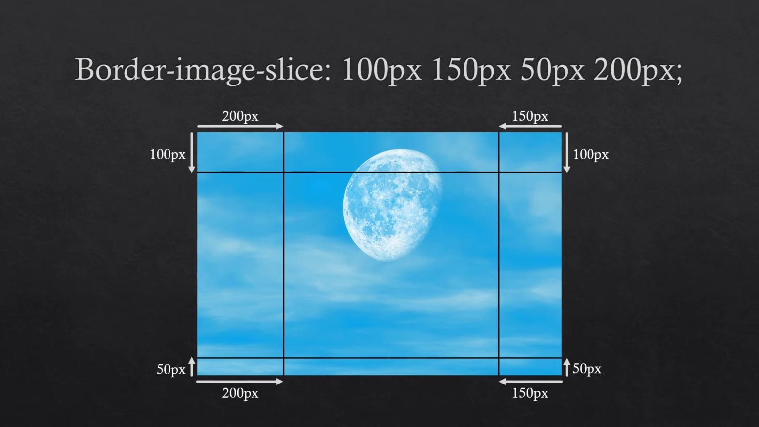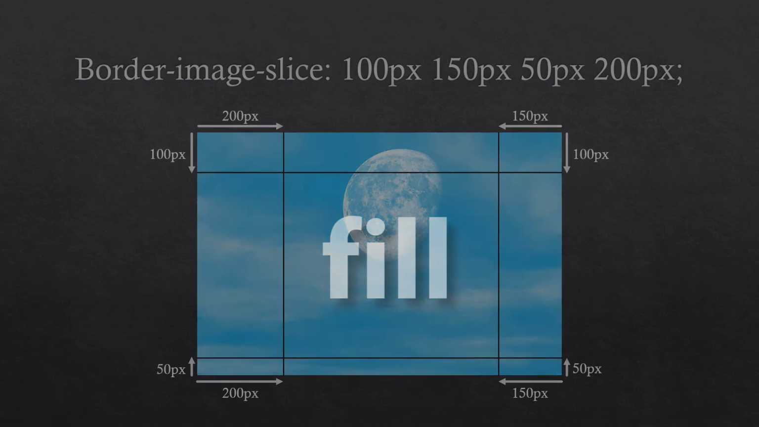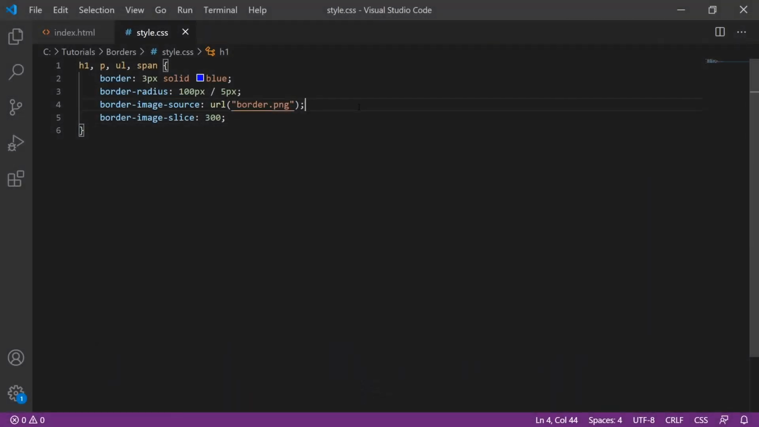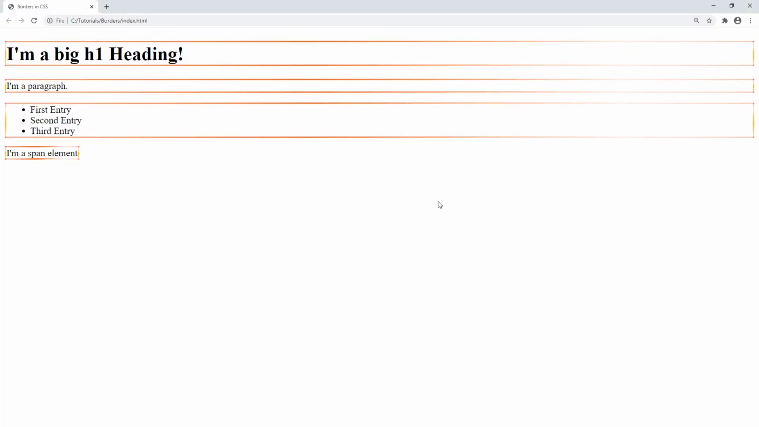As we can see, there is always a region in the middle of the picture. This is not relevant for the border and is therefore abandoned by default. If we want to use it as a background for the element instead, we can do that by adding the keyword fill as value for the assignment for the Border-image-slice property. Now we provide the browser with all the necessary information. The Border-image-source property says where the image should be loaded from, and the Border-image-slice property determines the division of our image file.